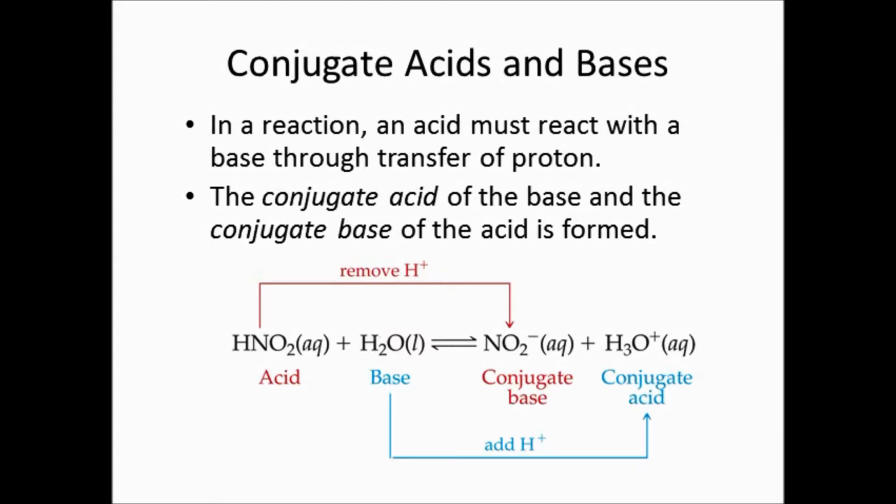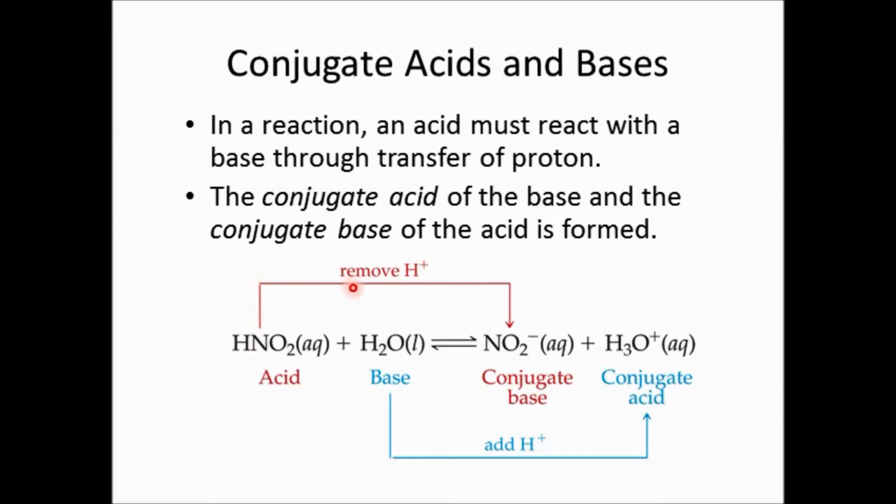And what happens is that, because this is a weak acid, as we'll discuss later, we have an equilibrium sign here, and the acid loses a proton to form the nitrite ion here, while the base here, the water, actually gains a proton here to form an acid, H3O+. Now, let's look at this.